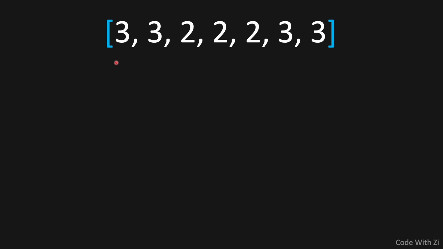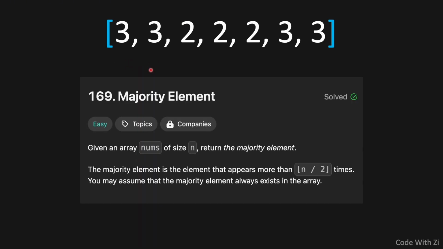In today's video, we gotta find the majority element. Why? Well, because that's what LeetCode 169 Majority Element is asking us to do. As you can see, it says, given an array called nums of size n, return the majority element. Now let's see what the majority element is. Here it says the majority element is the element that appears more than n divided by 2 times.